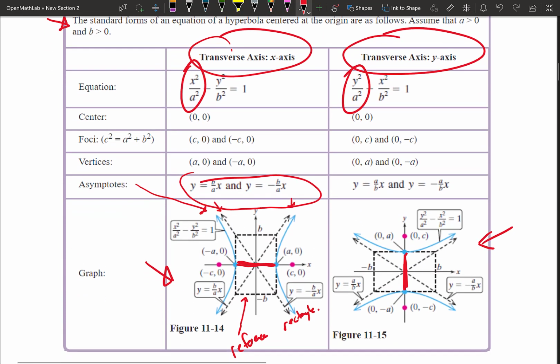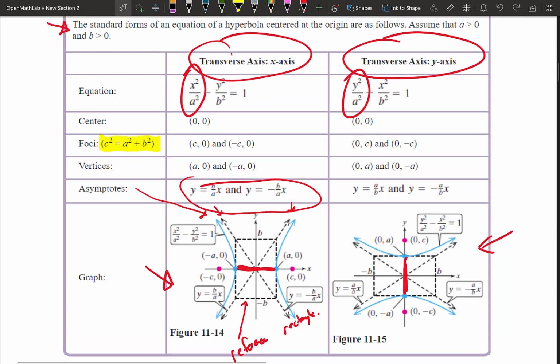Then some other things in the table. Of course the center is at 0, 0 the entire time, the origin, but then we also have the equations for the foci, the vertices, and the asymptotes. Another thing I want to bring your attention to when looking at the foci is that the equation relating A, B, and C is different in this case. It's C squared equals A squared plus B squared.